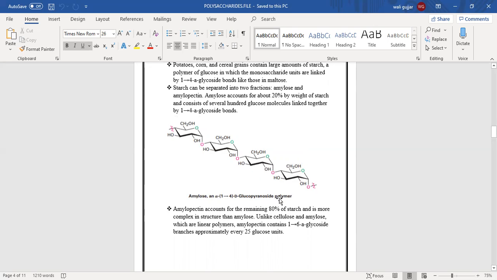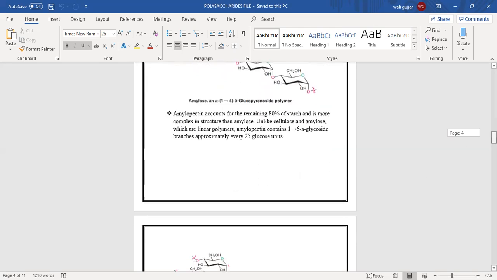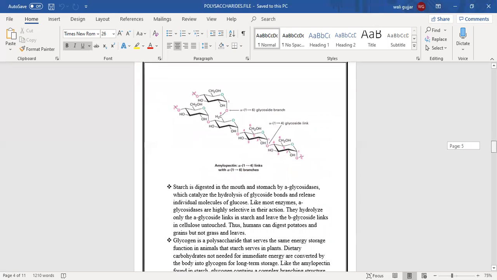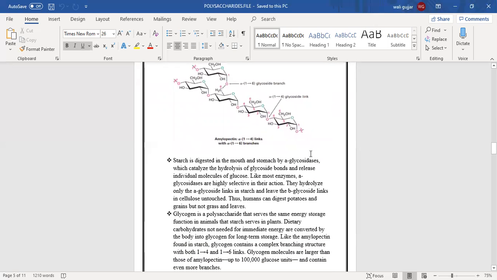Unlike cellulose and amylose, which are linear polymers, amylopectin has 1 to 6 alpha-glycoside branches approximately every 25 glucose units, and this is the structure of amylopectin, which is one of the components of starch. Starch is digested in the mouth and stomach by alpha glycosidases, which catalyze the hydrolysis of glycoside bonds and release individual molecules of glucose.